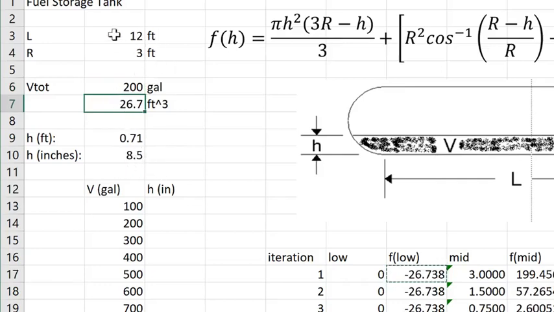Furthermore, I can change the length and radius because everything's live. I can change this to 15 feet, and look what happens at 200 gallons. Look what happens to the depth. It automatically updates. So this is known as a live solution.